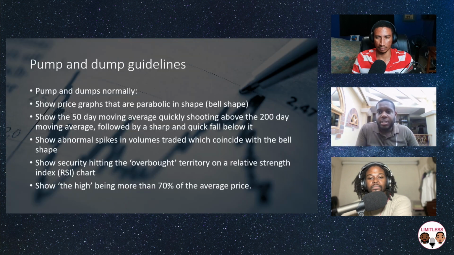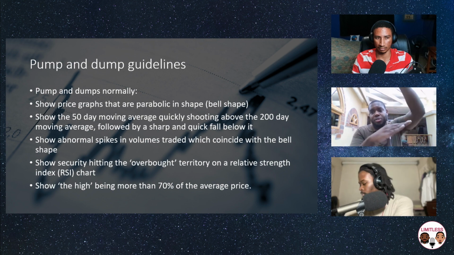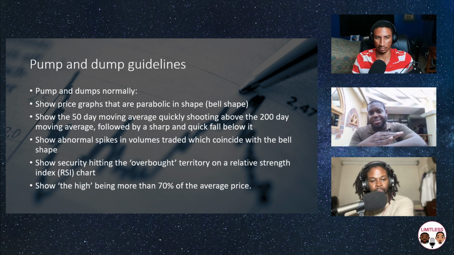Before we actually show graphical representations, there are some guidelines around pump and dumps. They normally show price graphs that are parabolic in shape, so they normally have a bell shape. They show the 50-day moving average quickly shooting above the 200-day moving average, followed by a sharp and quick fall below it. So what you find is that the 50-day will shoot above the 200 and then drop right afterwards below the 200.